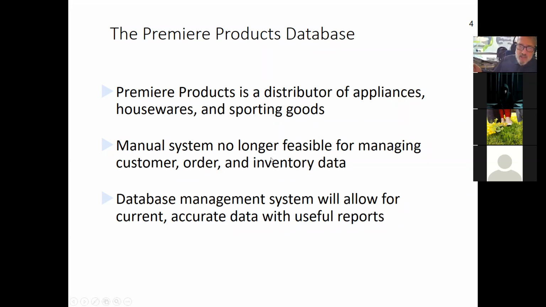But yeah, so they're finding that it's not working out for them, right? I mean, and it wouldn't. You'd lose information, information would be destroyed. Information is hard to find. You've got to go through paper. I mean, my goodness. So who does that nowadays? Nobody that I know. So the database management system will allow current, accurate data with useful reports.